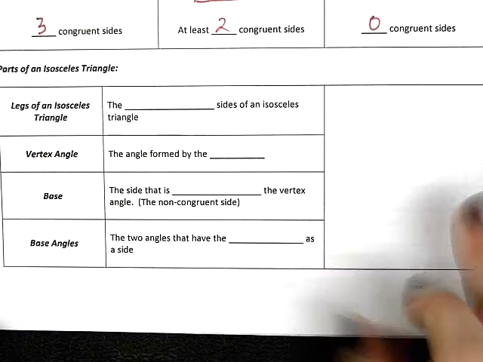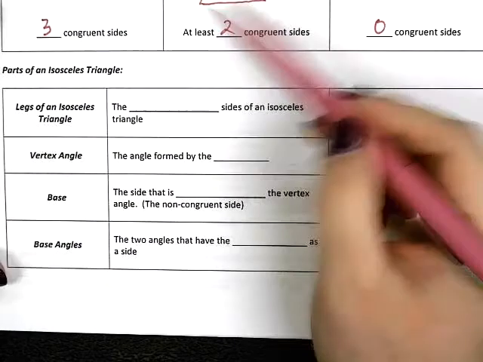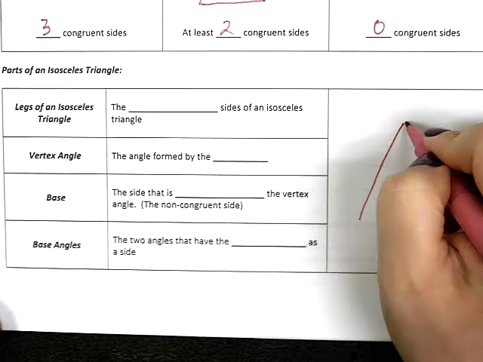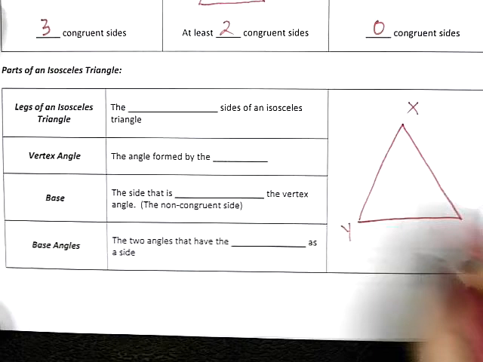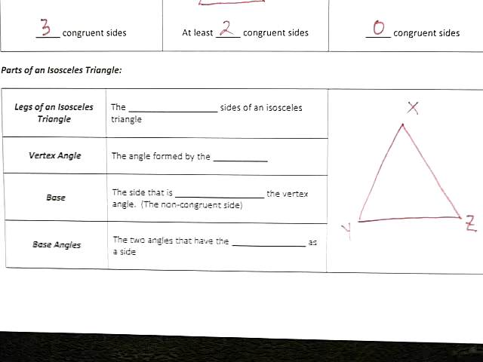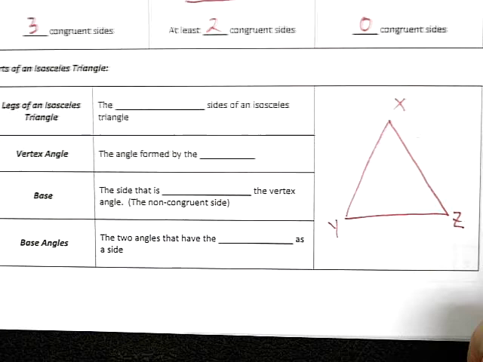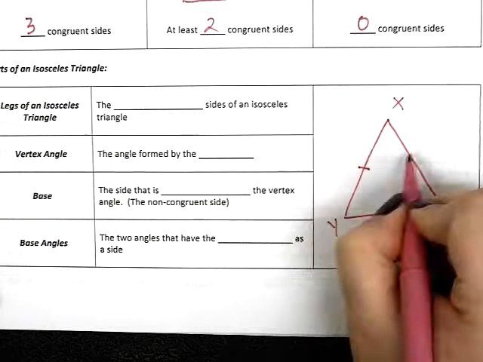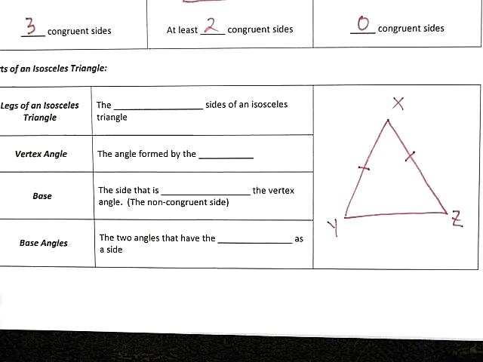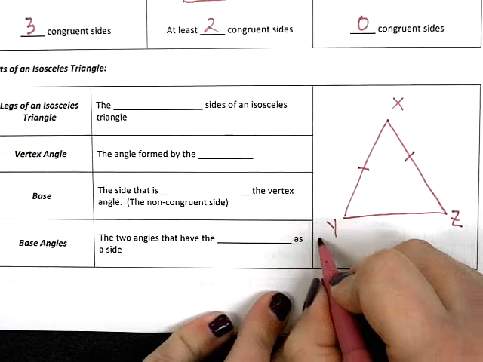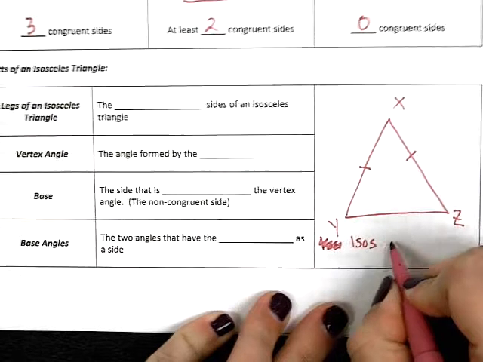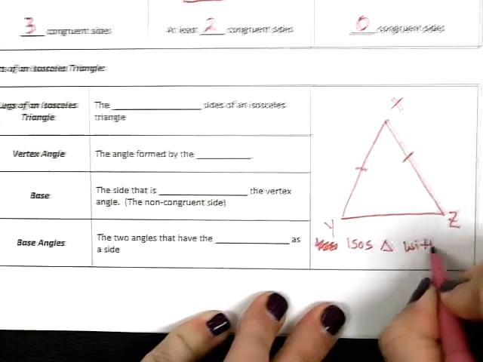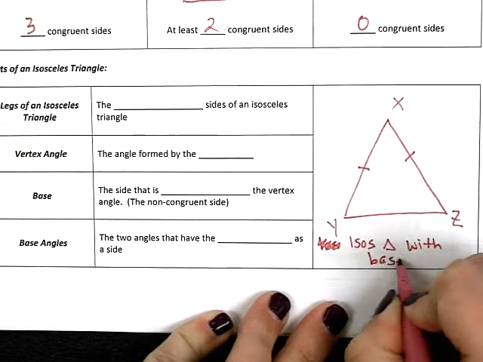Cool? Moving on. Now we're going to talk about the parts of an isosceles triangle. So we just drew an isosceles triangle up here. We're going to draw another one down here. And I want to actually label it XYZ. All right, so we've got this triangle here, XYZ, and I'm going to say that it's an isosceles. So I'm going to put in tick marks on XY and XZ. That means that this is an isosceles triangle. Oops, might help if I could spell right, guys. Isosceles triangle with base YZ.